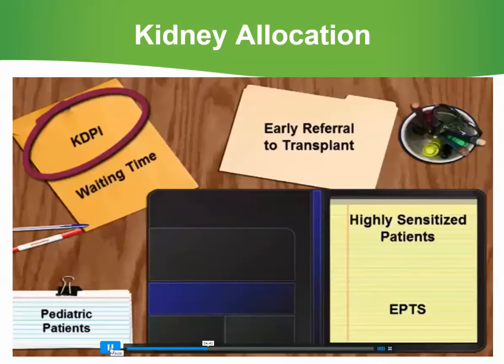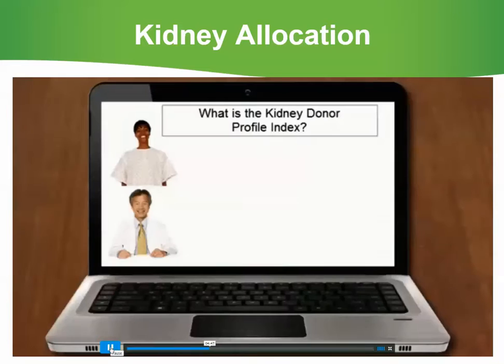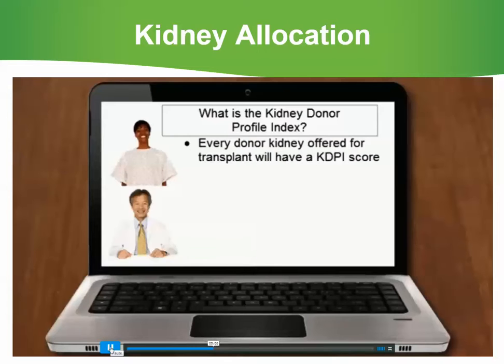Let's take a look at the importance of KDPI. What is the Kidney Donor Profile Index? In the past, kidneys have been identified as standard or expanded criteria donor kidneys. These classifications will no longer be used in the kidney allocation system. Instead, every donor kidney that is offered for transplant will have a Kidney Donor Profile Index, or KDPI score.